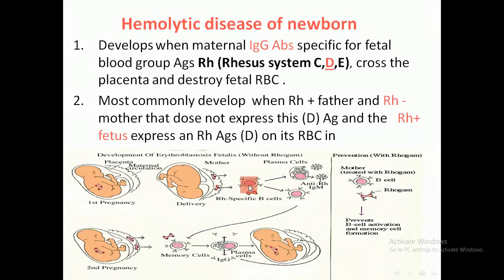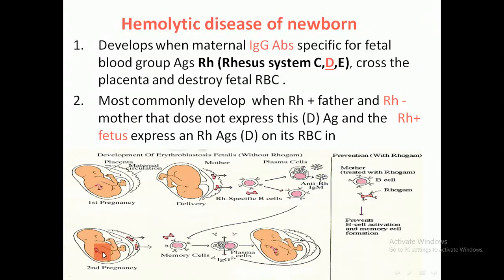This fetal RBC leads to stimulation of the B cell of the mother. And the B cell will be differentiated into plasma cells and memory B cells. The plasma cell will secrete IgM. This is the pentameric immunoglobulin that will secrete IgM. IgM, the characteristic is that it does not cross the placenta, so the first baby is not affected.